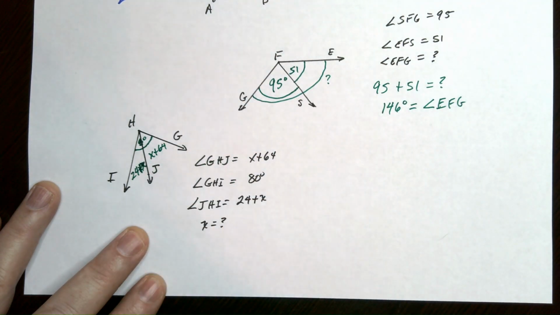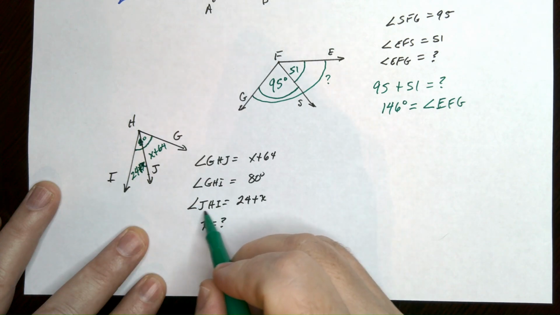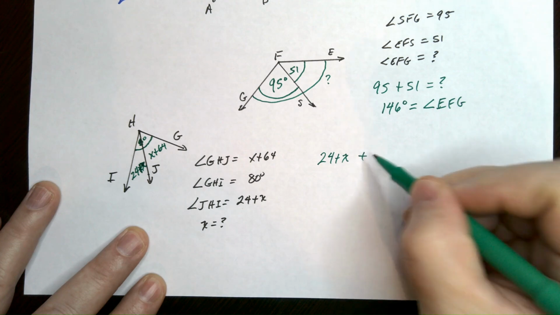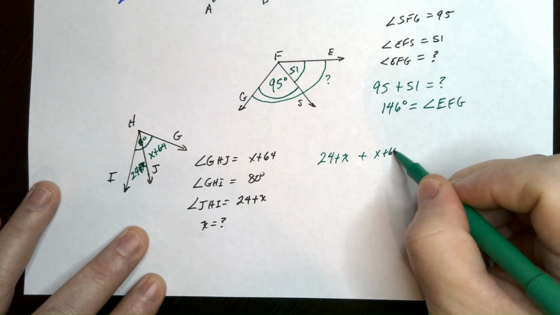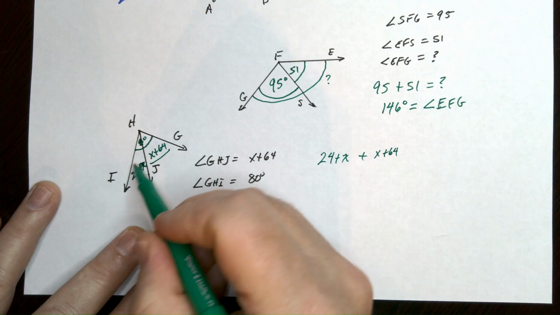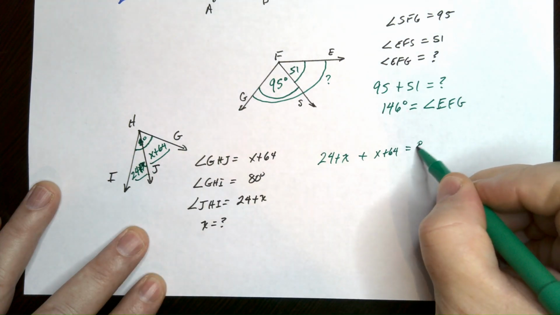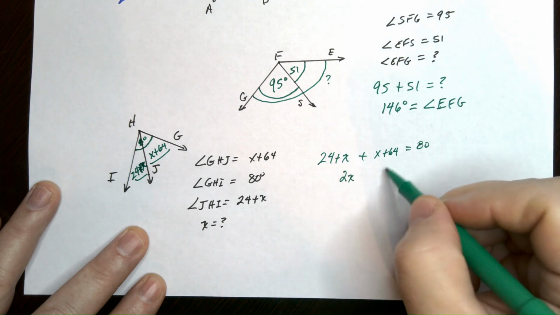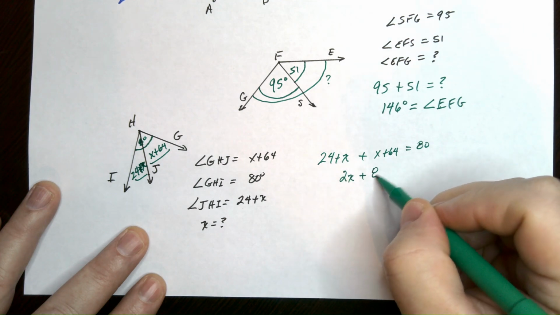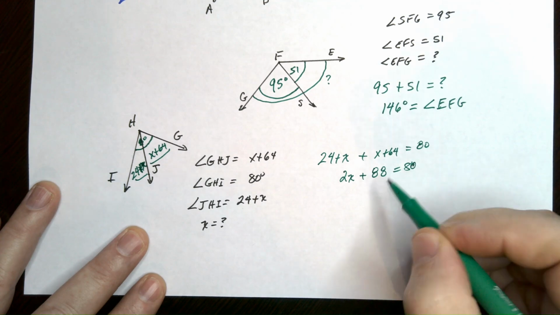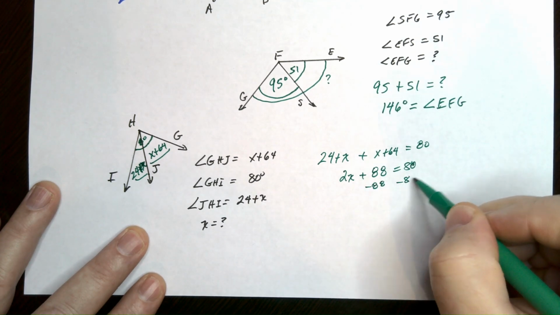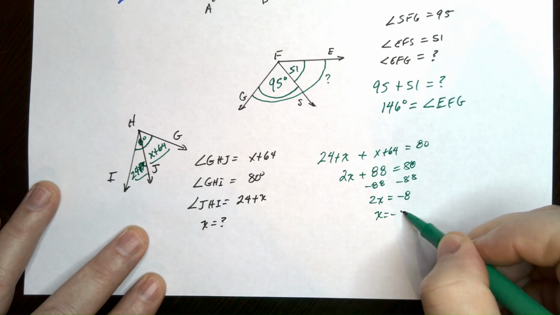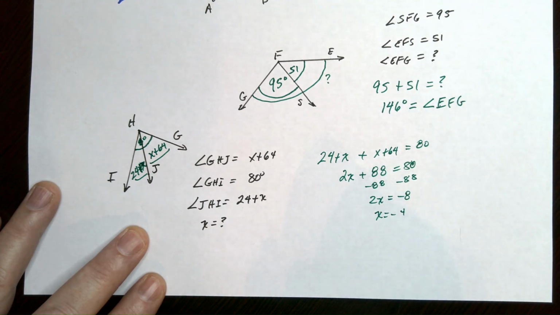So let's write it out. Here's what we've got. This small angle right here, JHI, 24 plus x plus 64. So this angle right here and this angle right here make the whole thing, which is equal to 80. So you have to write out your equation. Now here, these are on the same side, so we can combine like terms. 2x plus 88 is equal to 80. So subtract 88. 2x equals negative 8. So x is equal to negative 4. See how that works? All right.